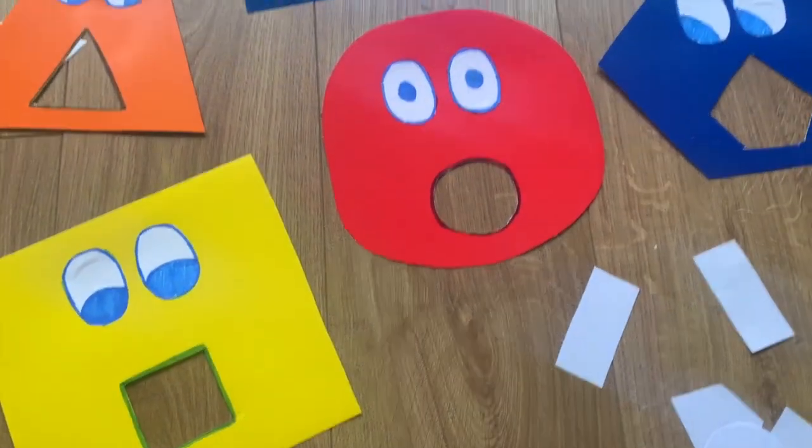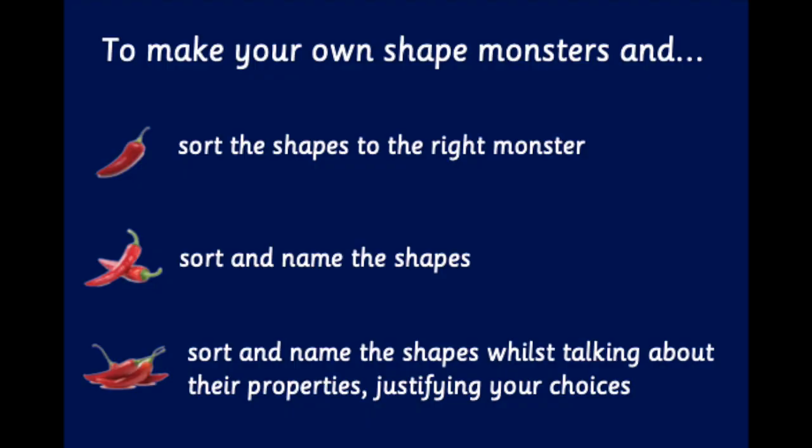Good luck, everyone. Here are the different chili challenges that you can choose from. Chili 1 is to make your own shape monsters and sort the shapes to the right monster. Chili 2 is to make your own shape monsters and sort the shapes whilst naming them. And Chili 3 is to make your own shape monsters and sort the shapes whilst naming them and talk about their properties. So justifying how you know that that's a triangle and you're putting it into the triangle shape monster.